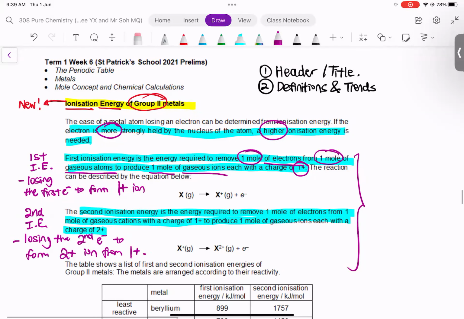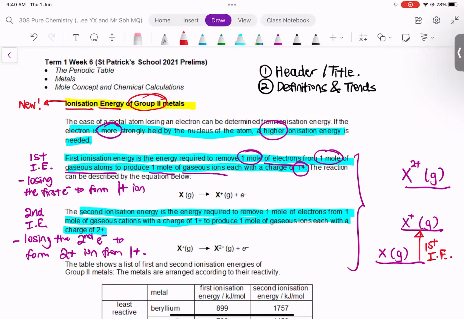It's a group 2 metal, right? Is this going to be a one-step process? Based on what you have been told thus far, looking at the equations, can it go from X, no charge, to 2 plus immediately? Well, the answer obviously is unlikely, right? It's quite obvious from the way the question information is phrased, you have to go first IE first. First IE allows you to form the plus. Then from the plus, you go to 2 plus.